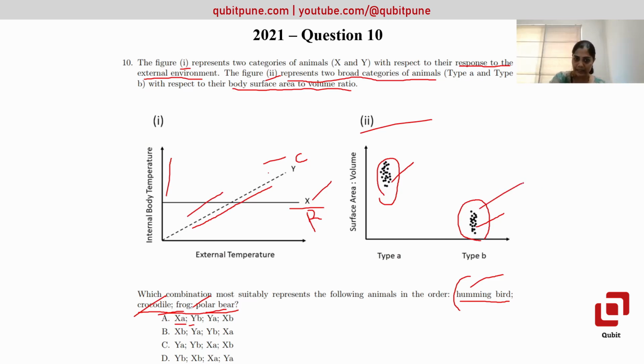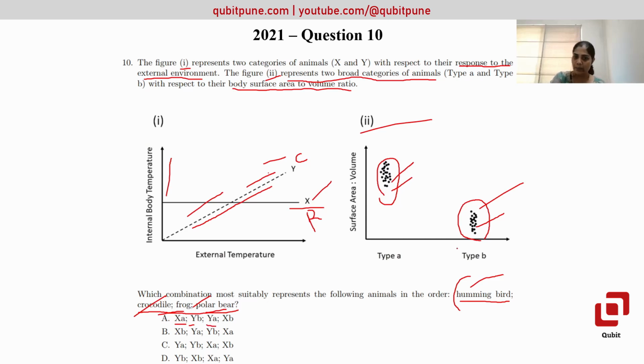So XB is the correct one. Then the frog. Frog is again the conformer, so that is following the Y kind of relationship, and it is also the smaller one, so it will be A kind of relationship in the second part. So YA is also correct.